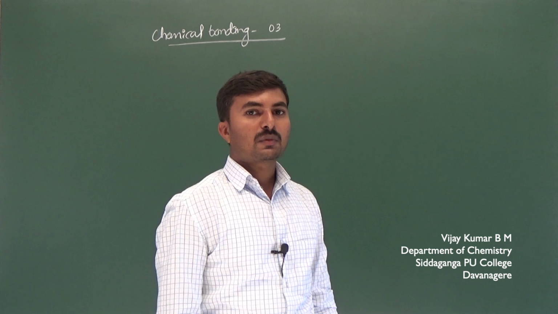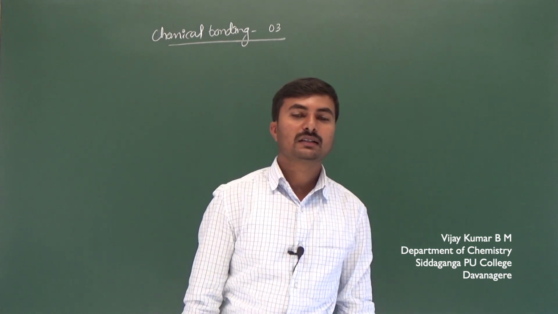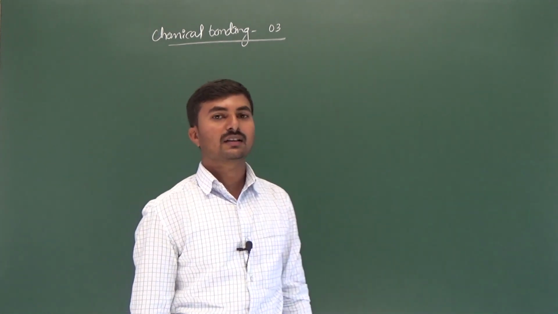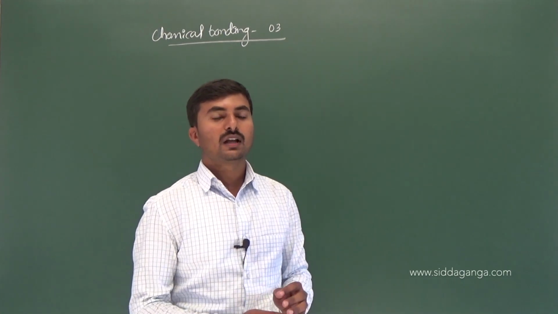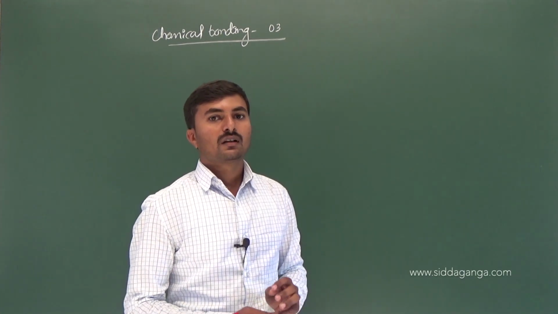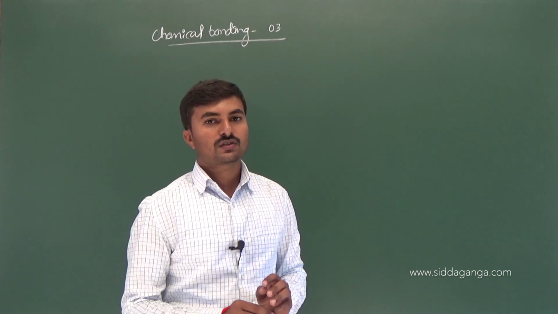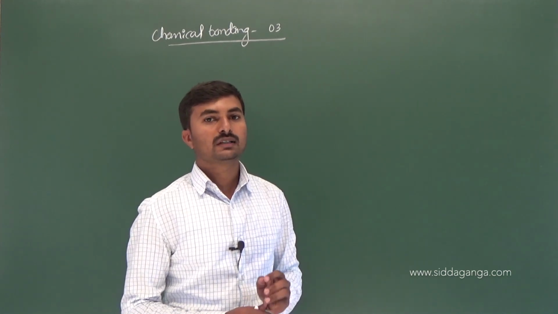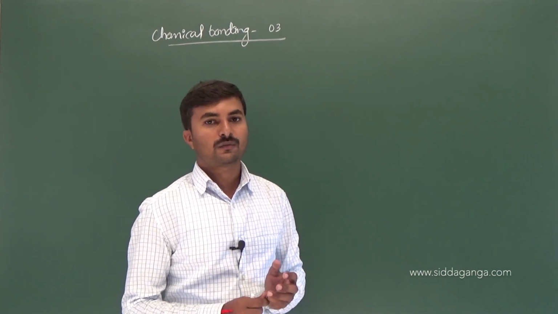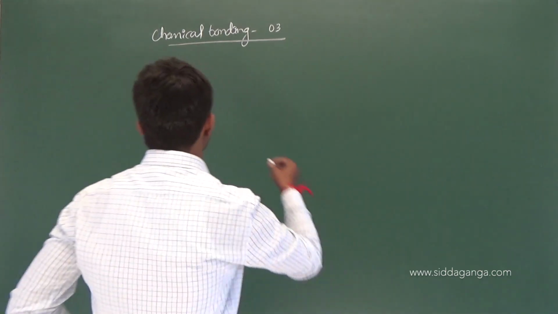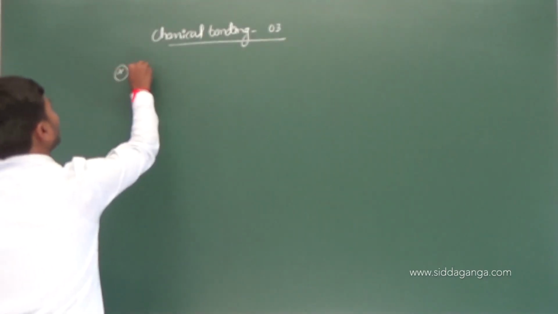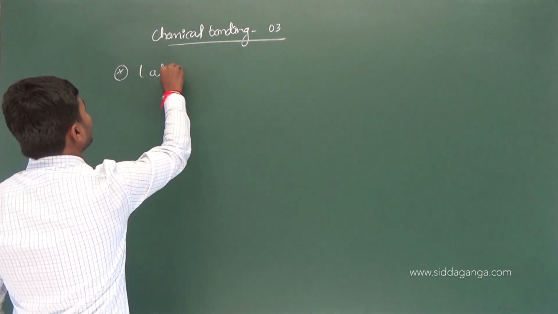Welcome to lecture number 3 of chemical bonding. In the last class, we had discussed the concepts of electrovalency, factors affecting the formation of ionic bond, followed by different properties of ionic compounds. In this class, we are going to discuss the concept of lattice energy.